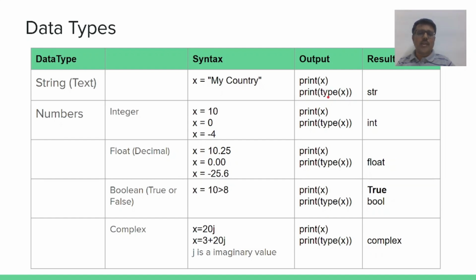This is very important. This is called typecasting. It will just show what the type of the variable is. When you say print type of x, it will print what the type of the variable is. For example, in this case it is showing a string.